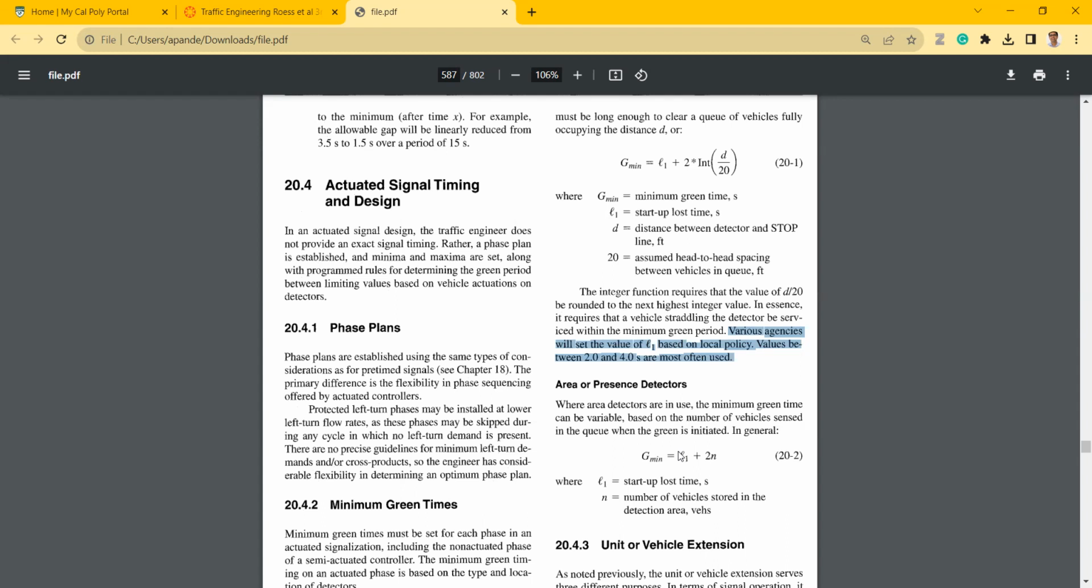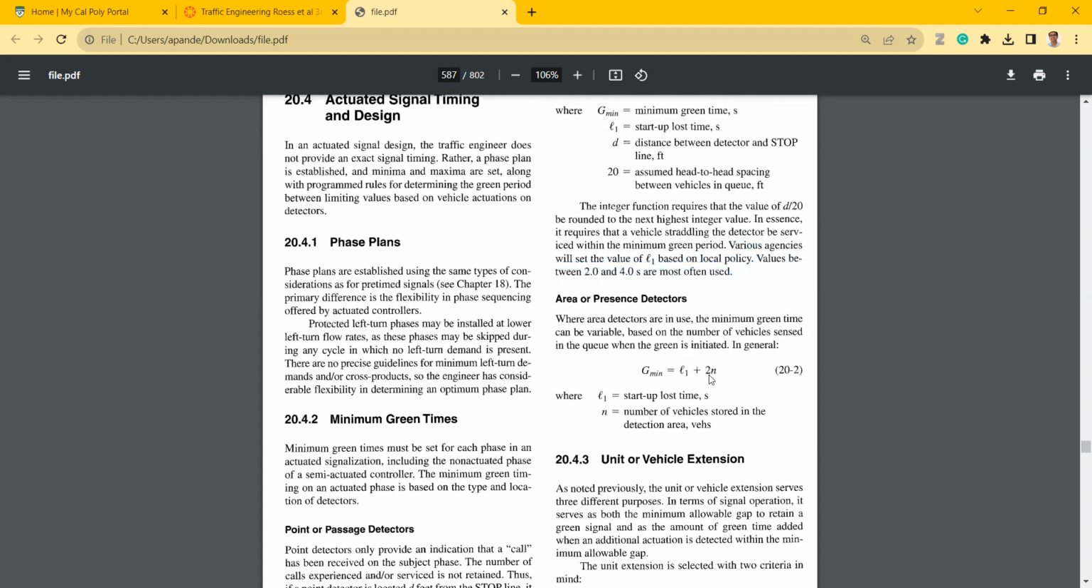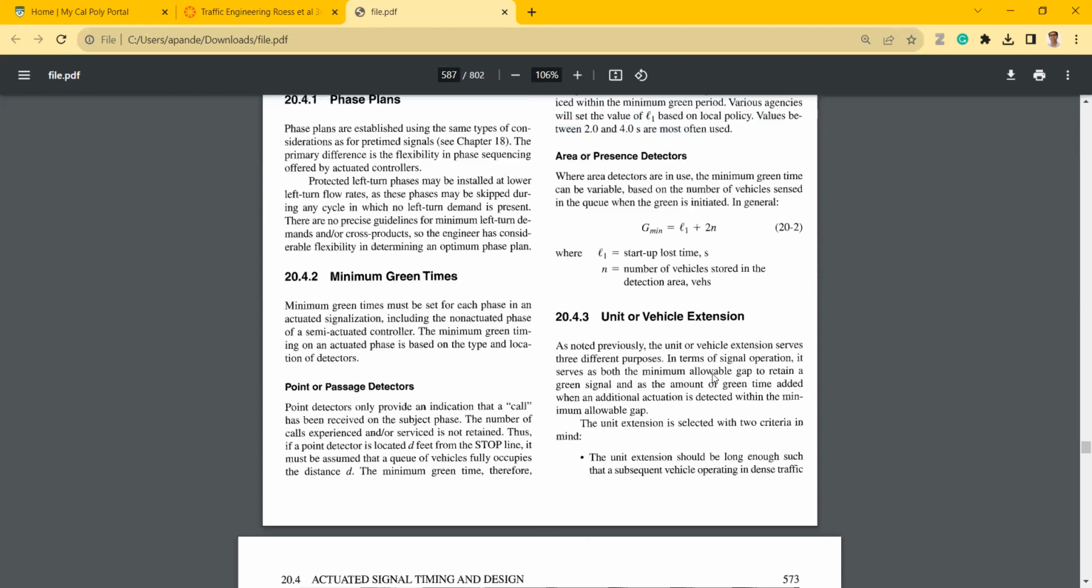So this N is, if you have 4, 5 vehicles in the detection area, then you could provide that level of minimum green time for that approach. For the most part, I would be okay with focusing on the presence detectors because those are still fairly common. But if you want to, you could figure out the N value based on the queue length. If you can detect the number of vehicles lined up in the queue, you could provide that.